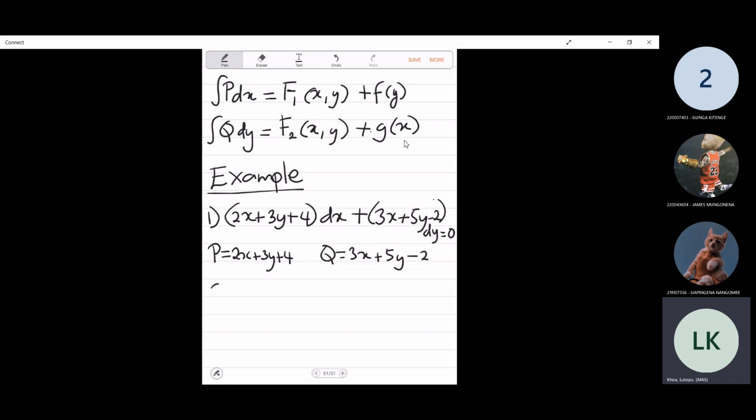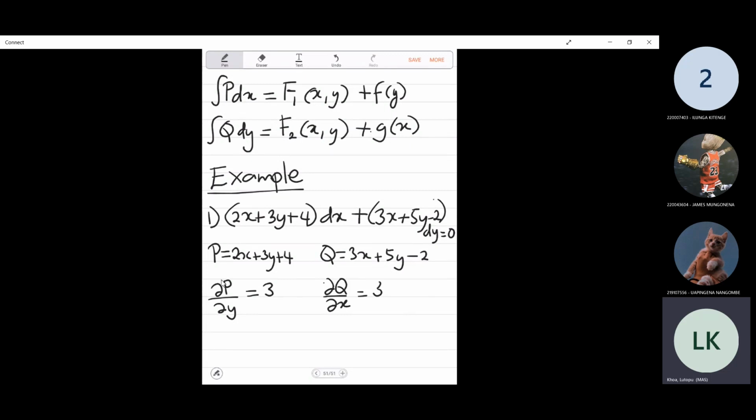Then to check, we differentiate p partially with respect to y. So when you differentiate this with respect to y, this doesn't have a y, so the derivative is 0. And the derivative of 3y is 3. And this is a constant, its derivative is 0. Then I have the derivative of q partially with respect to x. The derivative of 3x is 3. The derivative of 5y is 0 because there's no x here. The derivative of minus 2 is also 0.